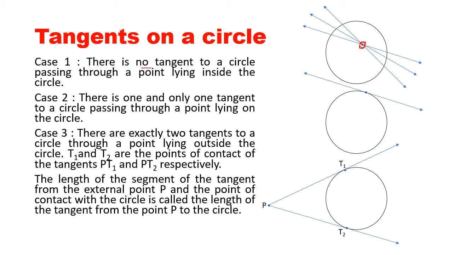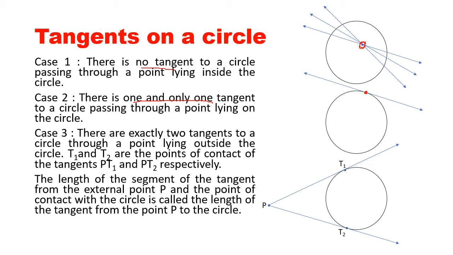No tangent is possible. Can you see? You cannot draw a tangent with a point lying inside the circle. If the point lies on the circle, then there is one tangent possible. You understand the case? In the first case, if our given point is lying inside the circle, there is no tangent possible. In case 2, if the point lies on the circle, there is one and only one tangent possible.